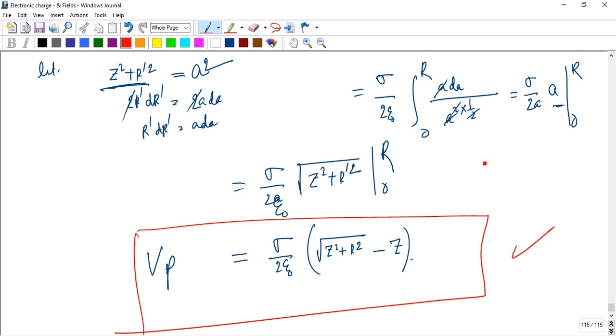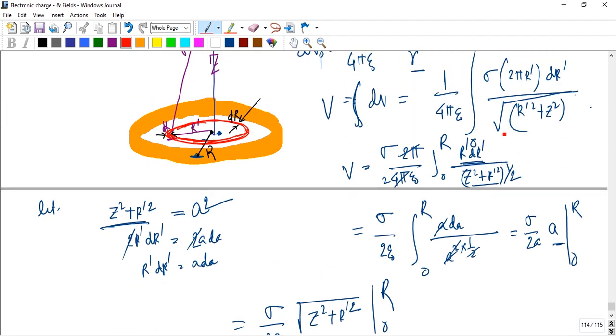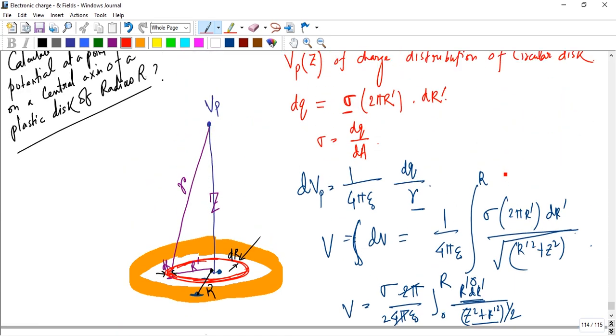Suppose that is a plastic disk, so the plastic disk contains positive charge. Here the plastic disk has radius r, and the charge on the top surface is uniform, with surface charge density sigma. We wish to find the potential V at point P on the central axis of the disk.